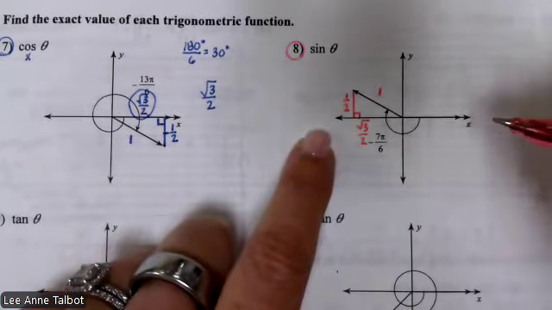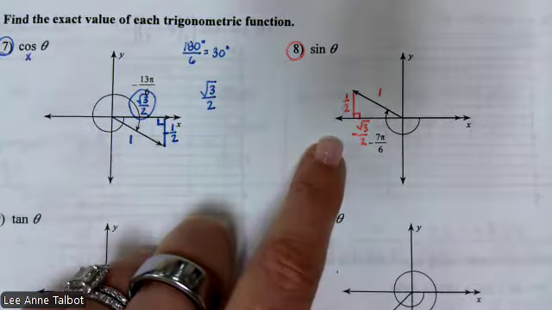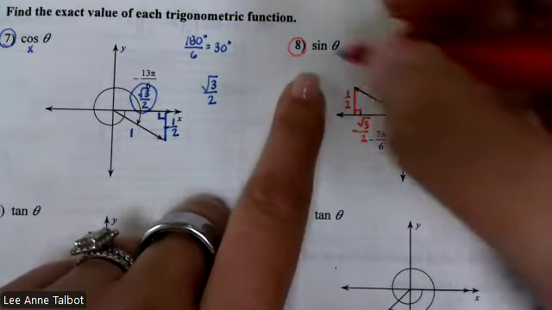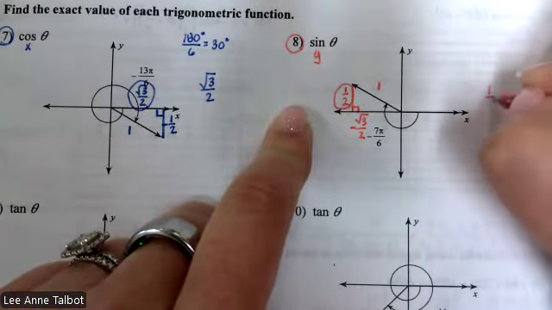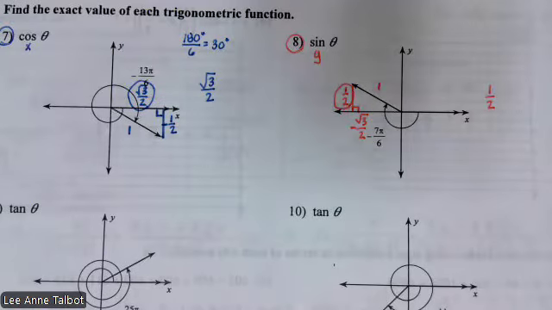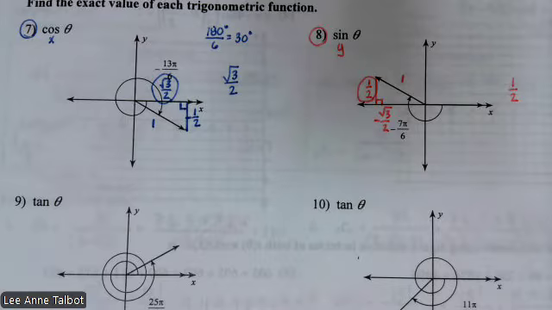Okay, you're in quadrant 2, which means that x is negative and y is positive. And they want sine, which is the y, which is this one, which is 1/2. Oh, why couldn't all warm-ups be that quick?